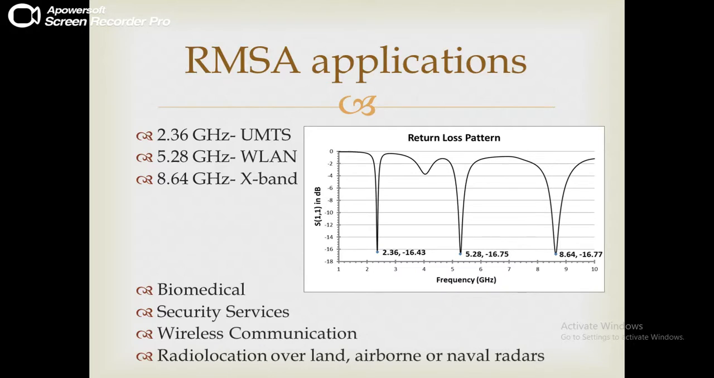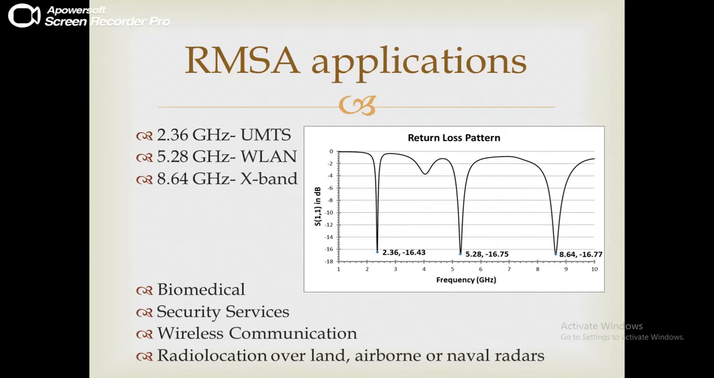Talking about the rectangular microstrip patch antenna we have designed in this project, it finds applications in three different bands, that is 2.36 GHz UMTS band, WLAN at 5.28 GHz, and X band at 8.64 GHz. This microstrip patch antenna finds extensive use in militaries for radio location over land, airborne, and naval radars.